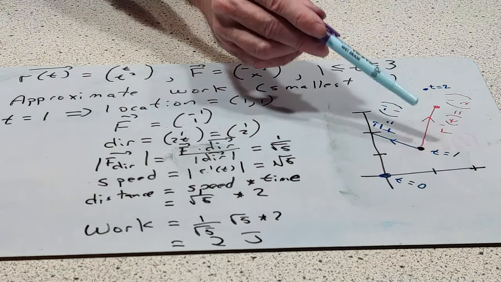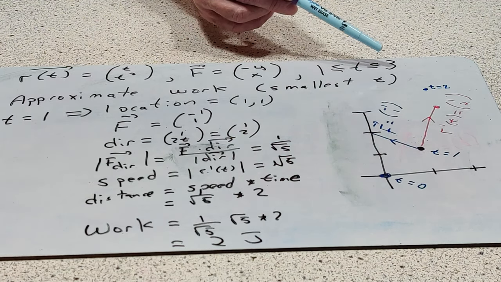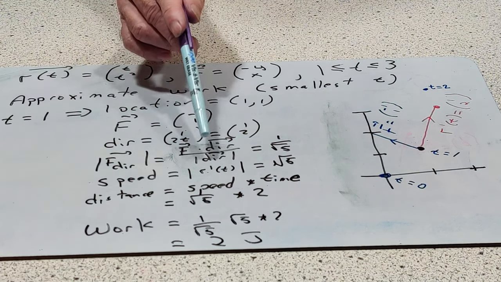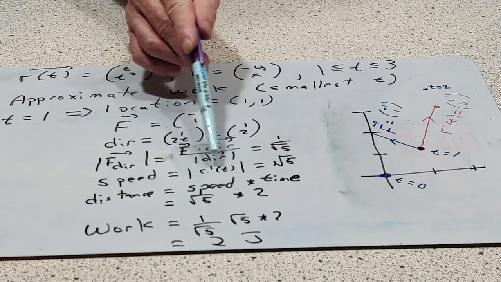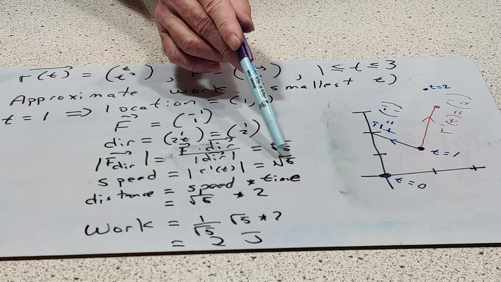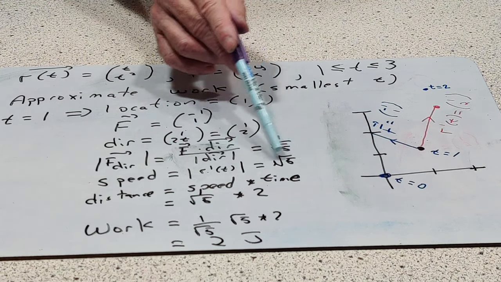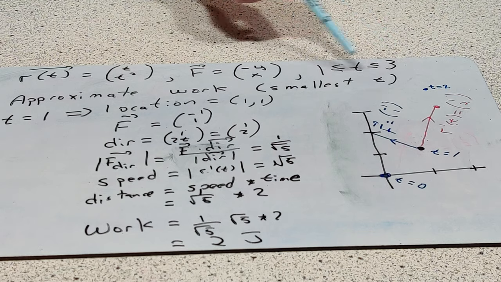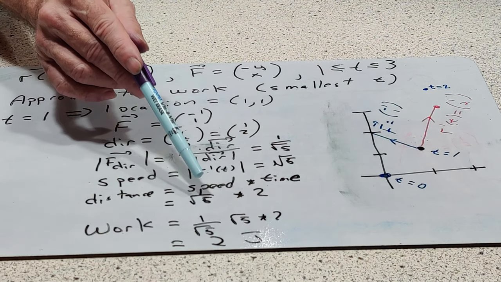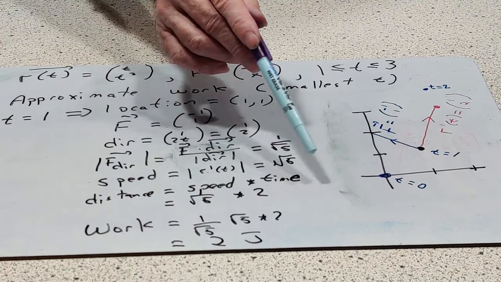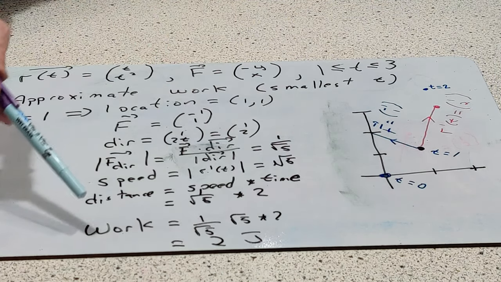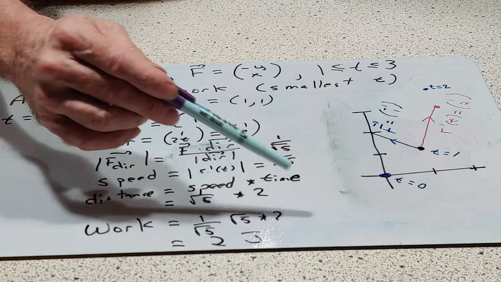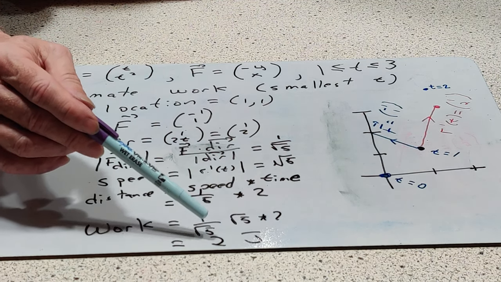Next, we need the distance that we're going to travel when t goes from 1 to 3. To do that, we take a different approach and use speed times time. Remember that r prime of t is the velocity vector, and the magnitude of r prime of t is the speed. So our speed is the square root of 5, we'll say meters per second. Our distance is speed times the amount of time it's sustained. We maintain the square root of 5 for 2 seconds, so our distance is square root of 5 times 2. Work is the F that applies, 1 over square root of 5, times the distance, square root of 5 times 2. The square root of 5s cancel, and our work is 2 joules.